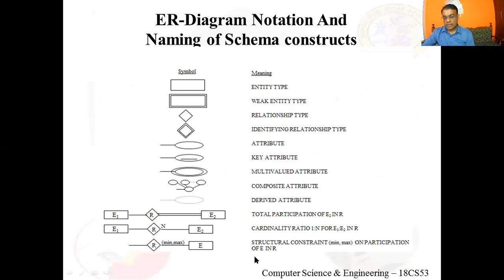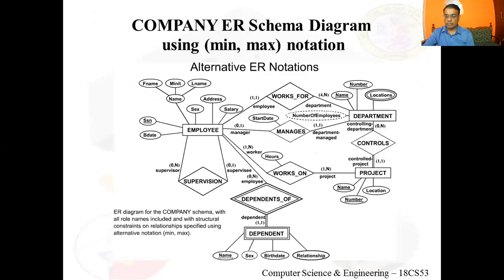So min-max constraint is there. Both cardinality ratios and participation constraints together are called structural constraints. So we do have one more ER diagram for that structural constraint. Before that, I'll just tell you about the naming of schema constructs. What is the naming convention that we are using when we are writing an ER diagram? So I'll take up this diagram so it is more visible and clear also.